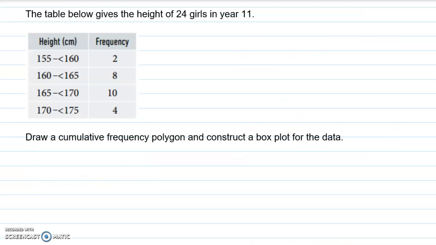Alright, for the second example, we are given a frequency table for 24 girls in year 11. What we need to do is draw a cumulative frequency polygon and construct a box plot for the data. So there are two parts to this. We need to first draw a polygon and then construct a box plot. The first thing that we will do is add a cumulative frequency column.